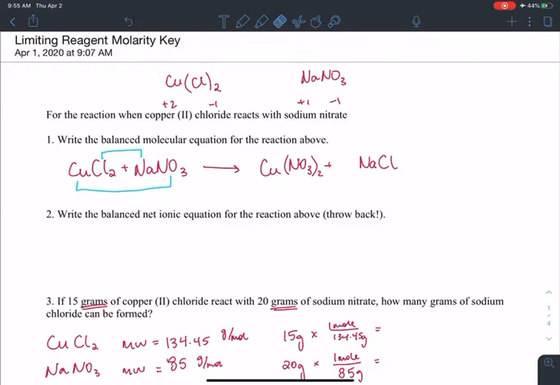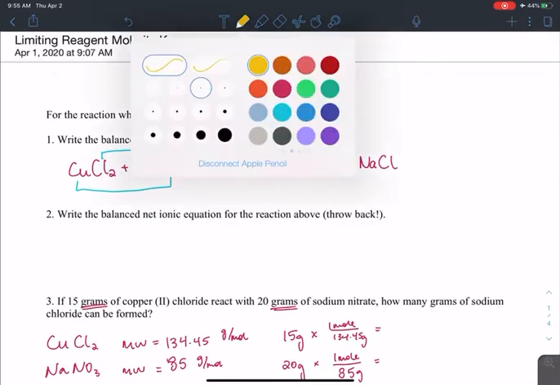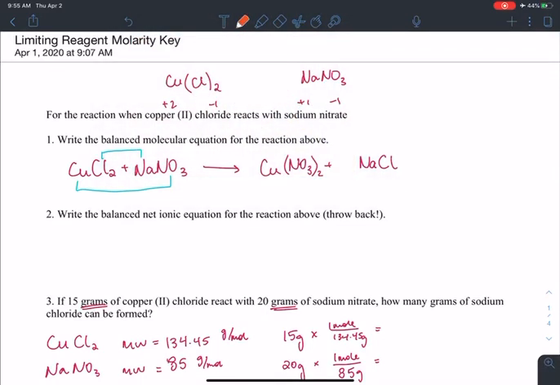So now what we need to do is actually balance the whole entire reaction. So you'll see on the left side, the reactant side, we have 1 copper. On the right side, we have 1 copper. On the reactant side, we have 2 chlorides. On the product side, we only have 1, so we need to put a 2 here. Then on the reactants side, we have 1 nitrate, but on the product side, we have 2 nitrates. So we need to put a 2 over here.